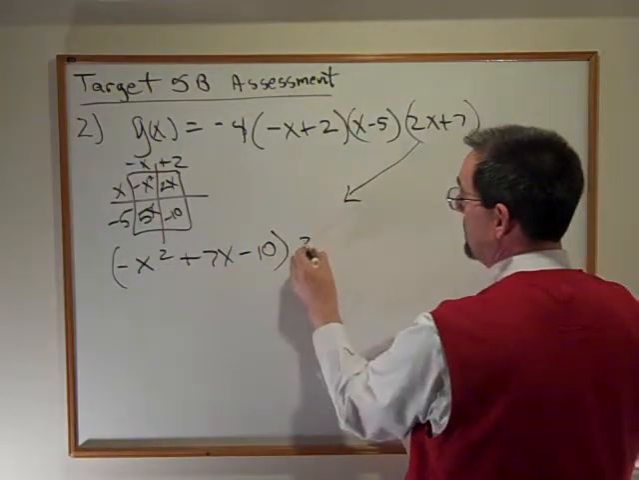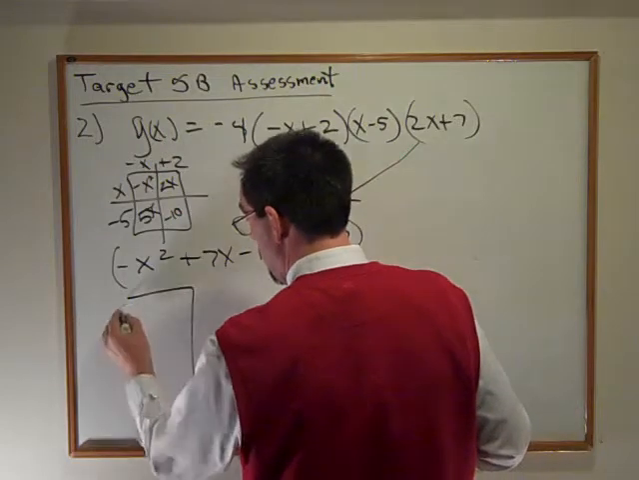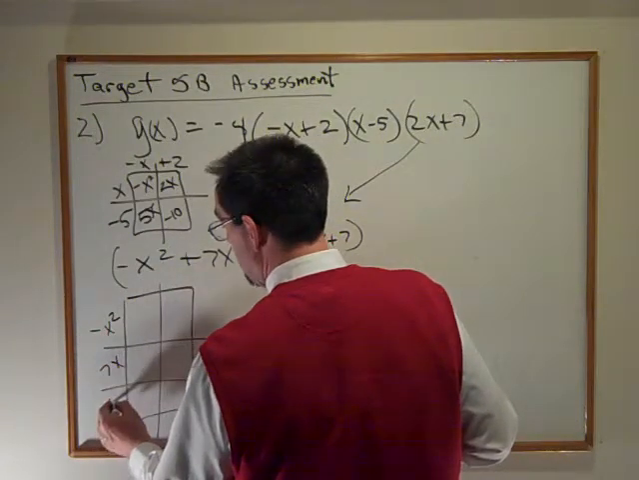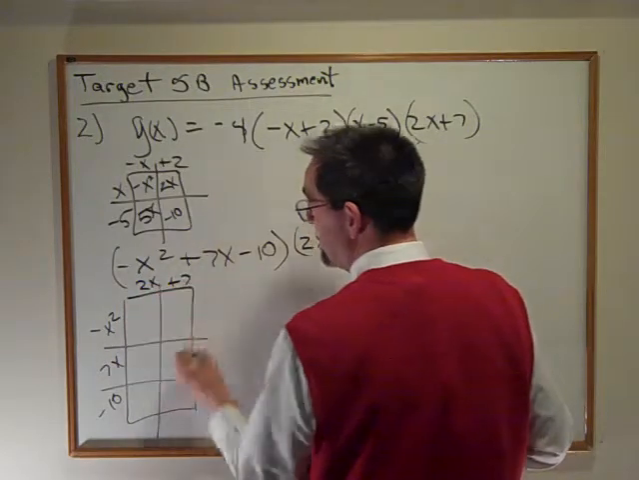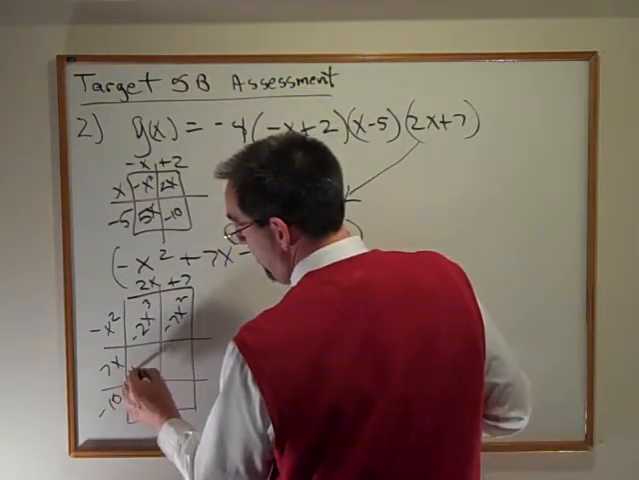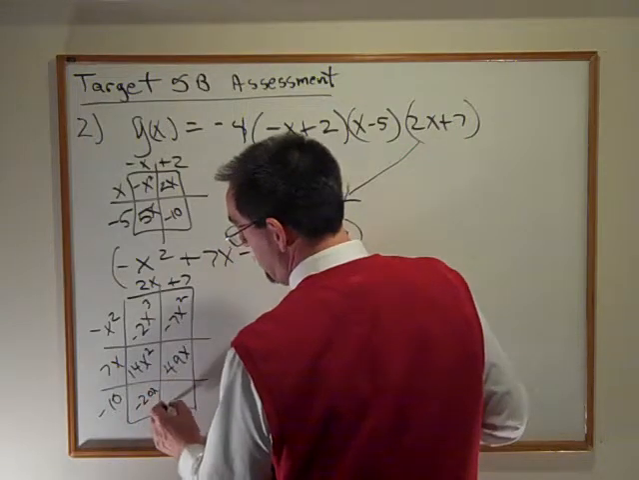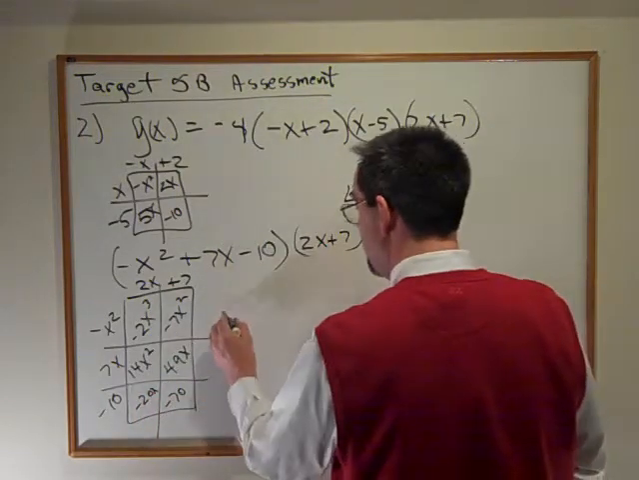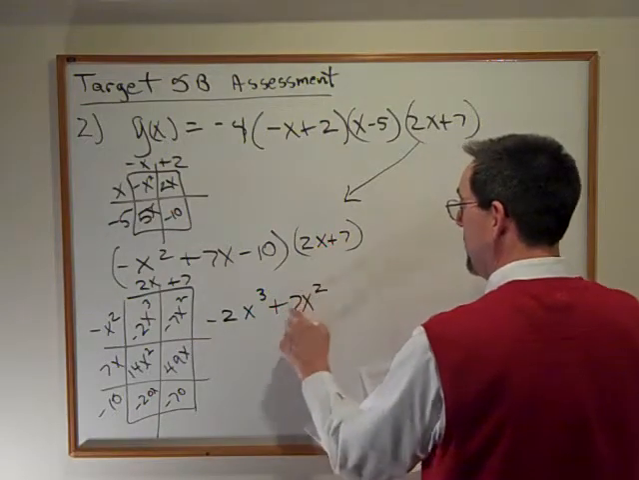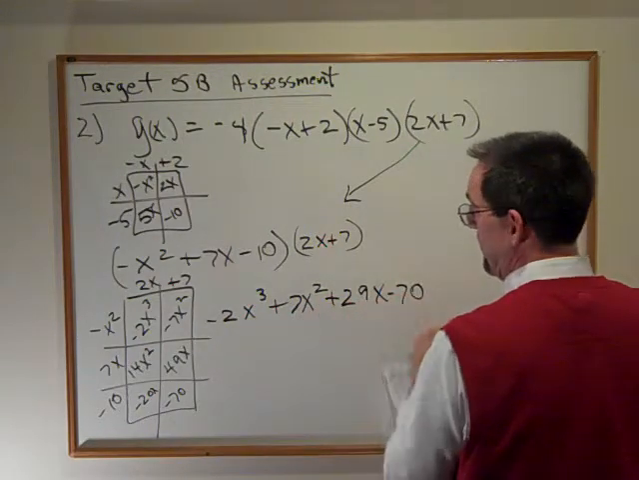Bring down the next piece, 2x plus 7. Again, an area model, 3 squares by 2 squares. Negative x squared, 7x minus 10, 2x and the plus 7. Giving us negative 2x to the third, minus 7x squared, 14x squared, 49x, negative 20x, and negative 70. Add up all the pieces: negative 2x cubed, plus a 7x squared, plus 29x, minus the 70.